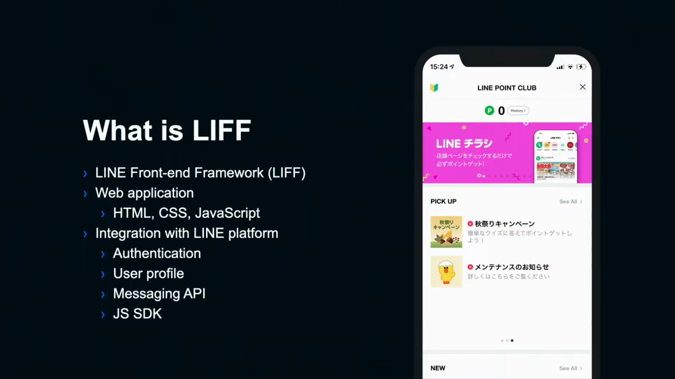First, let's review what LIFF is. Line Front-End Framework, commonly called LIFF, is a platform to develop web applications running on Line. Since it is a web application, it can be developed using standard web technologies such as HTML, CSS, and JavaScript. In addition, information on the Line platform and functions linked to the Line app can be handled through the JS SDK.